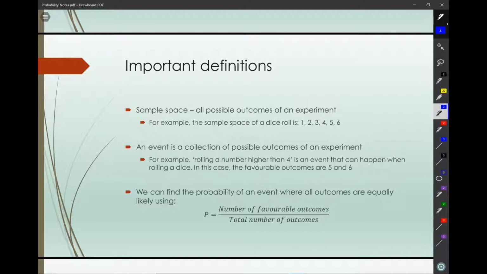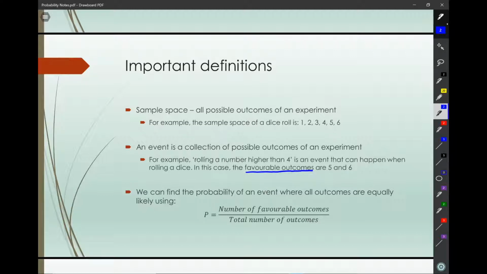An event, however, is a collection of possible outcomes from an experiment. So, for example, rolling a number higher than 4 is an event that can happen when you roll a dice. And the important thing to note here is that the favourable outcomes are the positive outcomes, if you like, to the event. The outcomes where the event is fulfilled. So rolling a number higher than 4, the favourable outcomes are the numbers that you roll that are higher than 4.